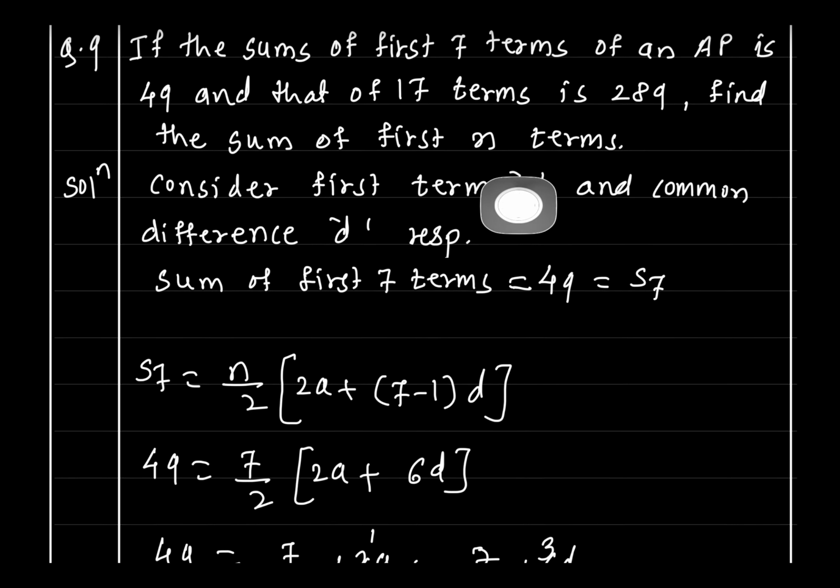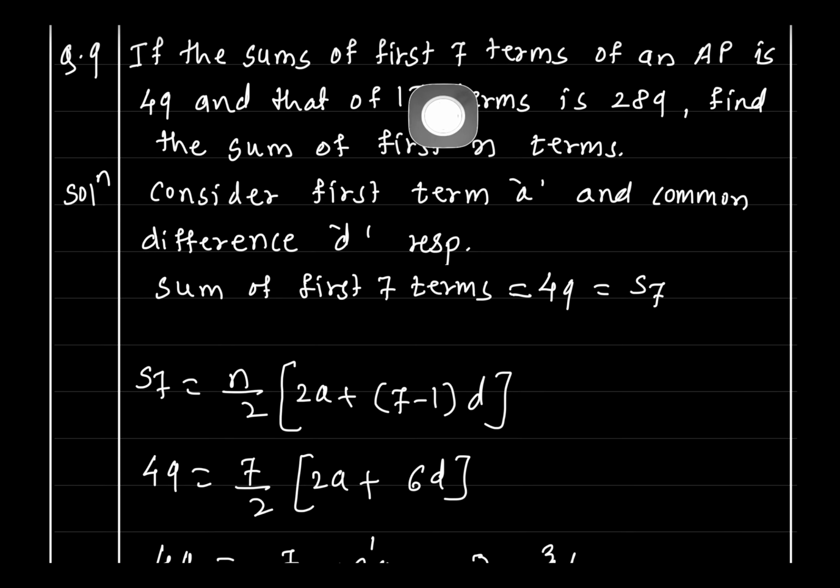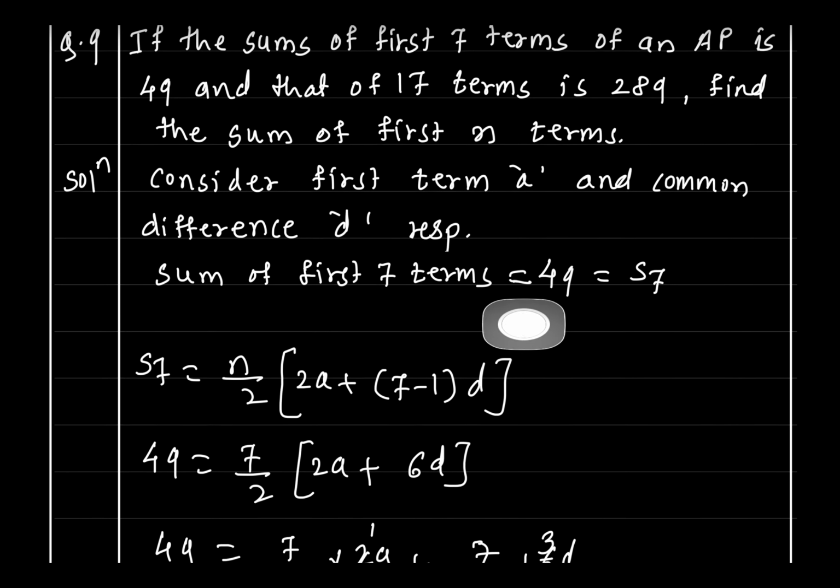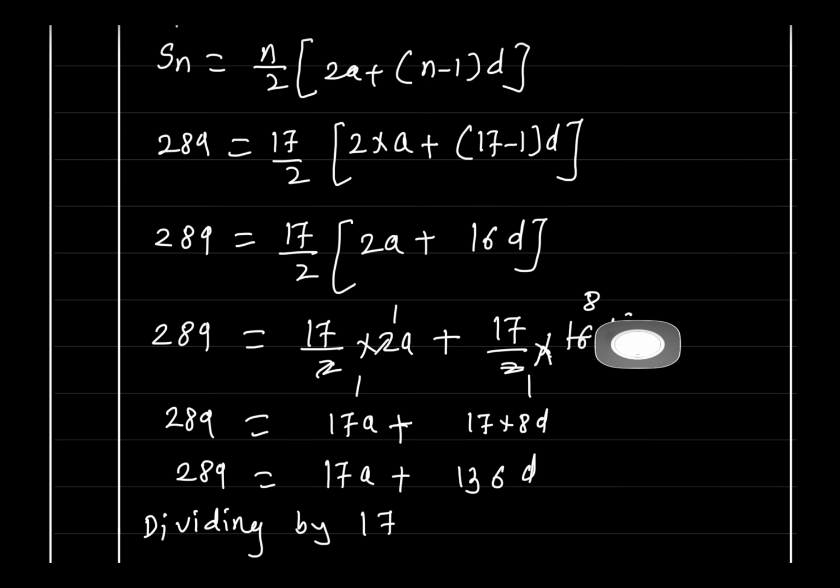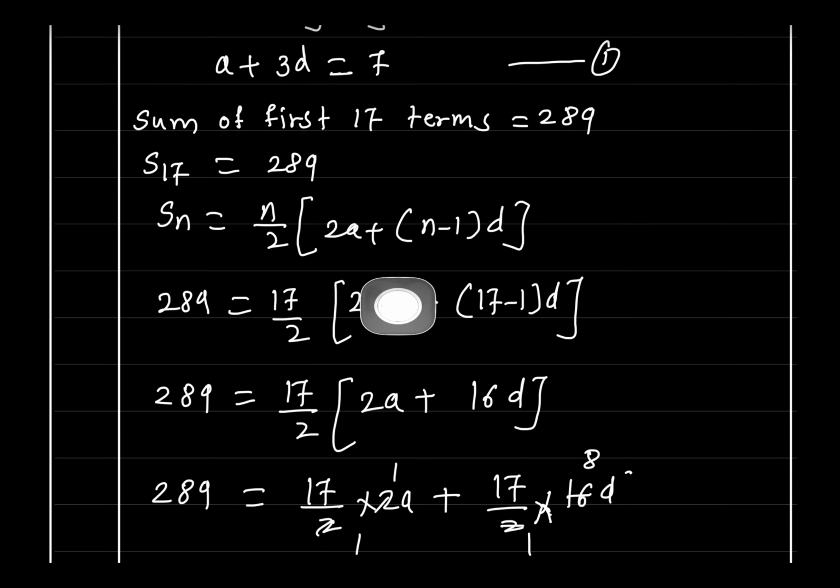Sum of the first 17 terms is 289. Here 7 terms we solved, we got one equation. Now 17 terms is given as 289, so we can solve again this way. We'll get the second equation and then we can find out.